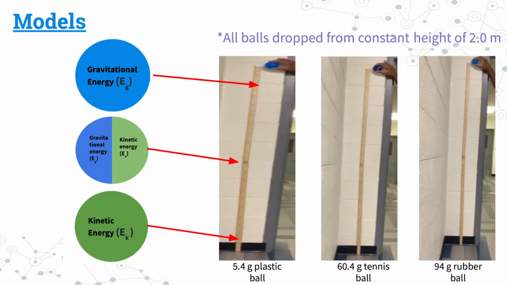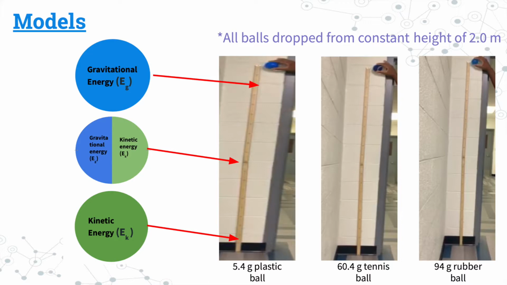Here you can see our models. So on the left-hand side, we have our energy pie charts, and the right-hand 3 pictures are actual screenshots from the videos that we took for this experiment. So the red arrows correlate to where the energy pie chart is and where the ball would be in the system. So at the very top, before it's dropped, we said 100% gravitational energy.